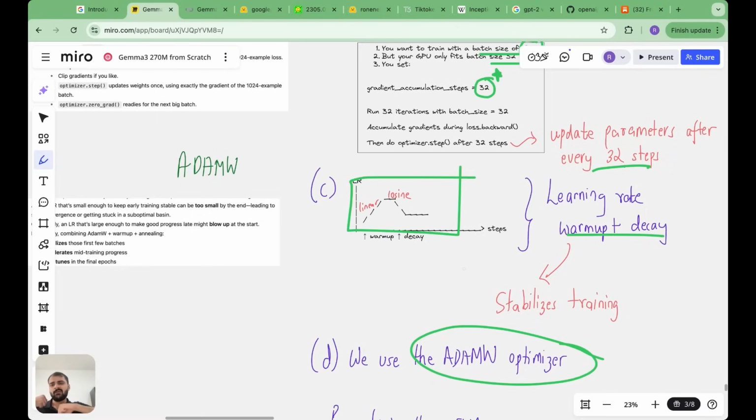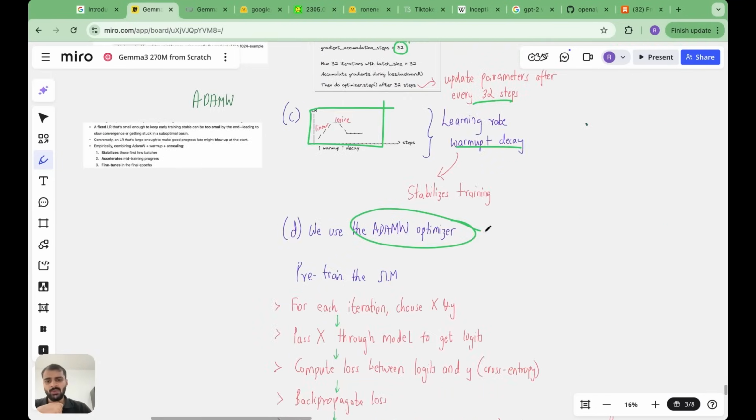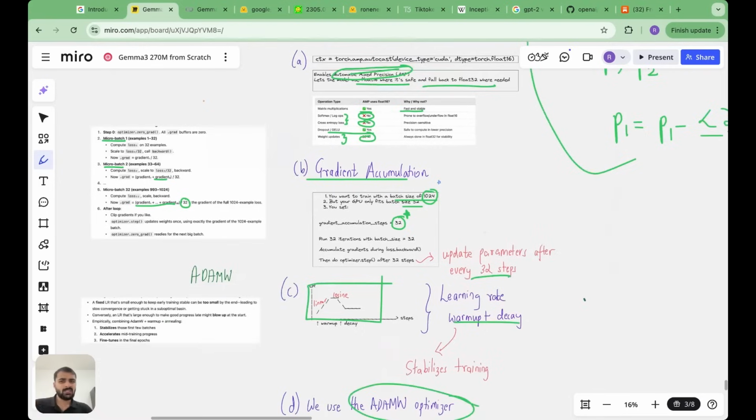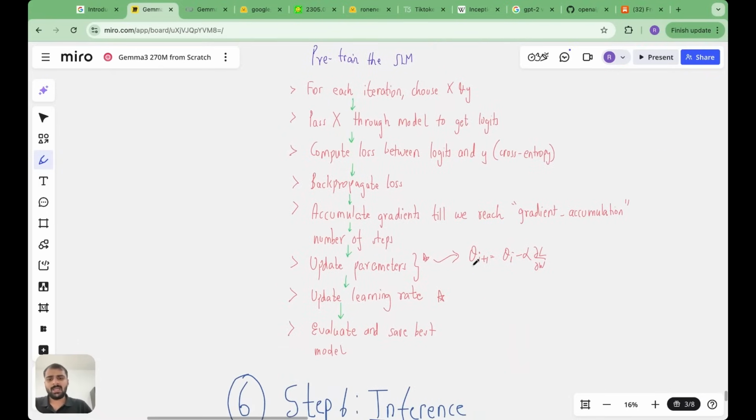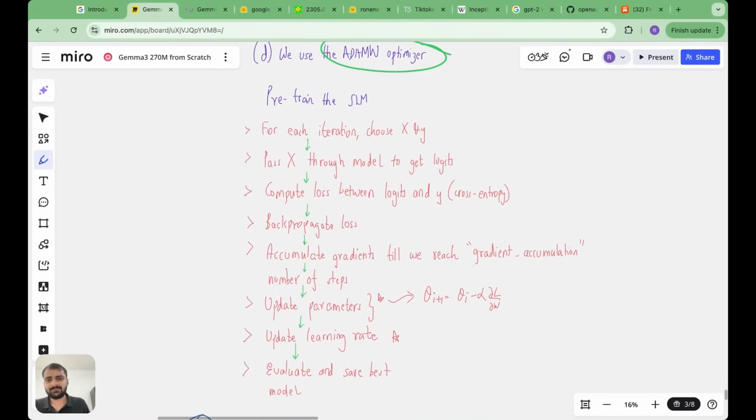So it's a mix of exploration initially and exploitation later. That's the learning rate schedule which we are going to have, right? So these are some tweaks which you will see in the code. The whole pre-training pipeline essentially looks like this.